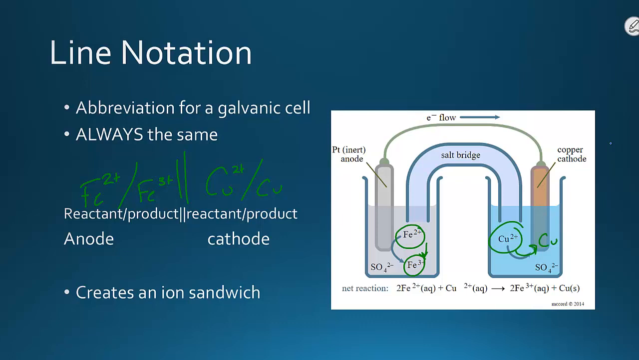Some people refer to this as an ion sandwich, because you end up with a sandwich of ions, as oxidation will always produce some ion and reduction will always reduce some ion.